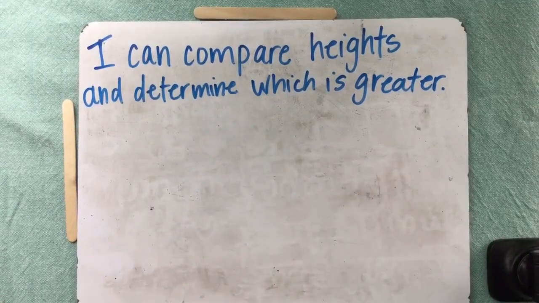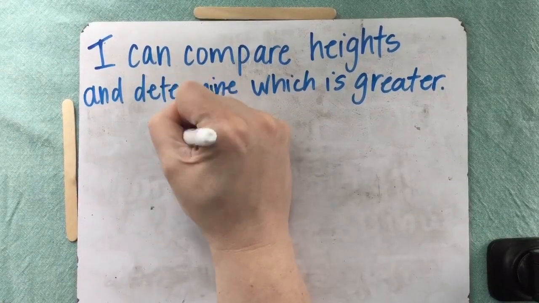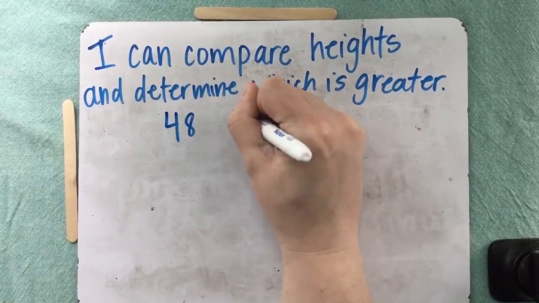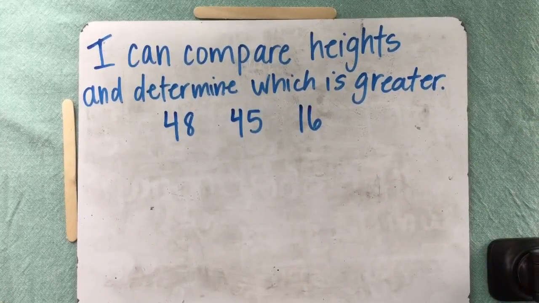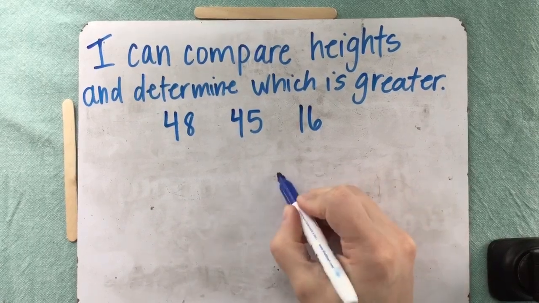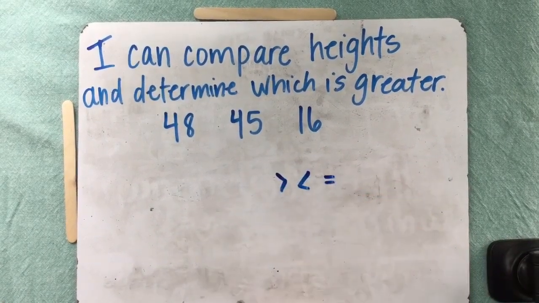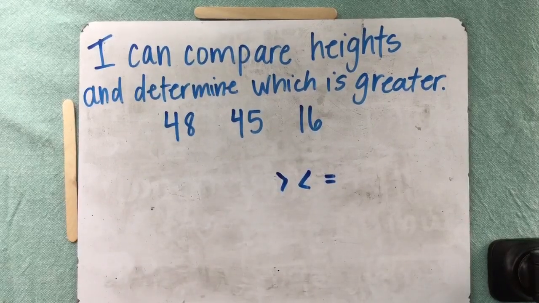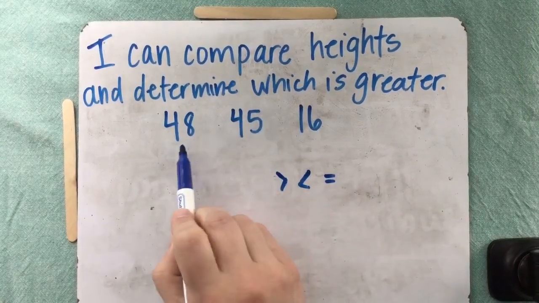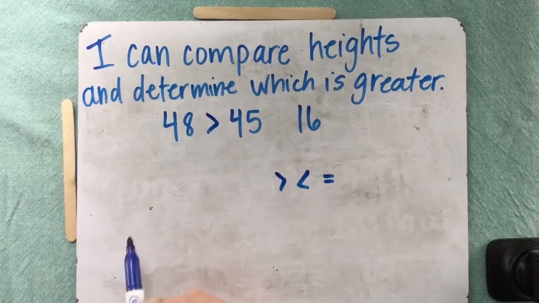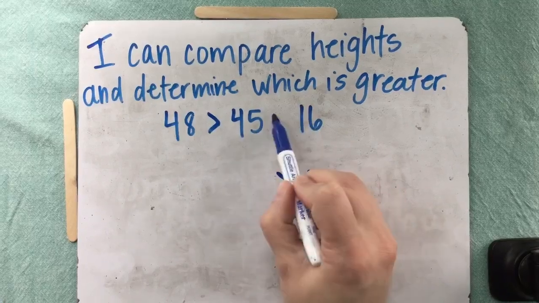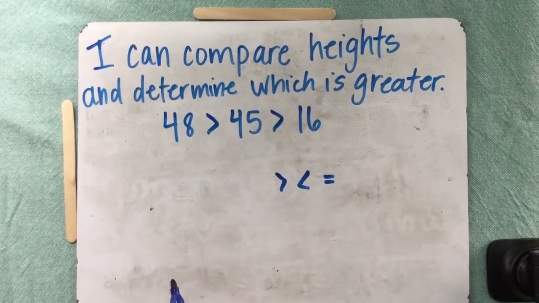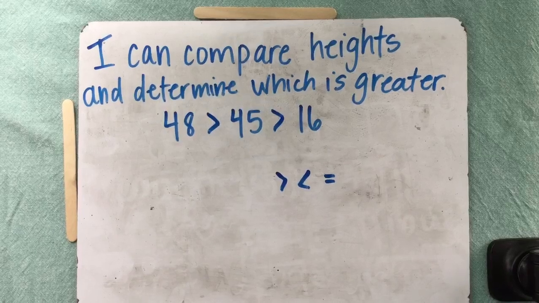So remember, we worked a little bit last week on creating inequality statements. We had the height of a flamingo, the height of an emperor penguin, and the height of a little blue penguin. And I asked you to use your greater than, less than, or equal to signs to create an inequality statement. So when we're chunking it, 48 is greater than 45. And when we chunk these two, 45 is greater than 16. So we're going to do something similar today.